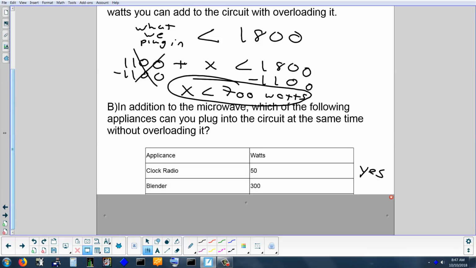Could you plug in the microwave and the blender and have them running at the same time? Not the clock too, just the microwave and the blender. Yeah. Yep, you could do that.